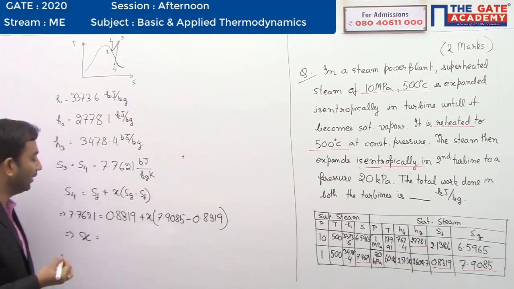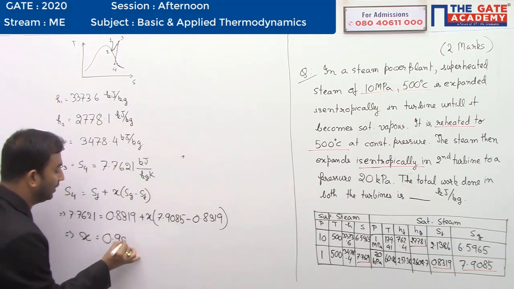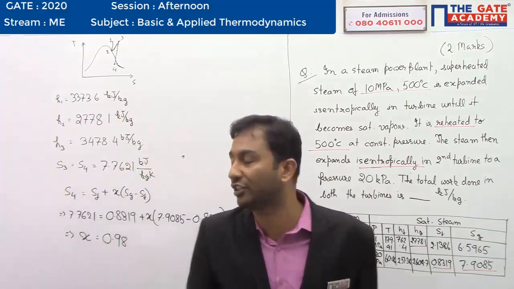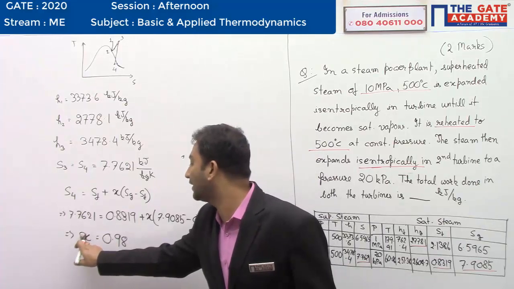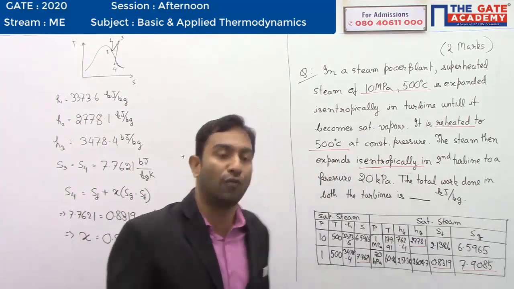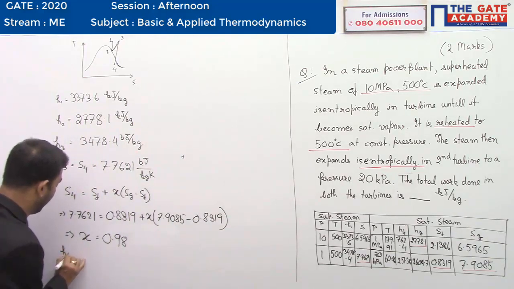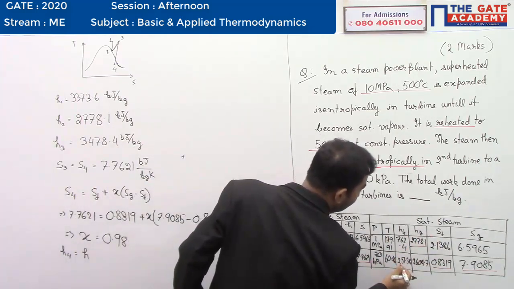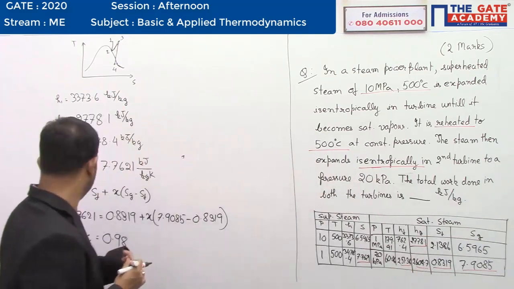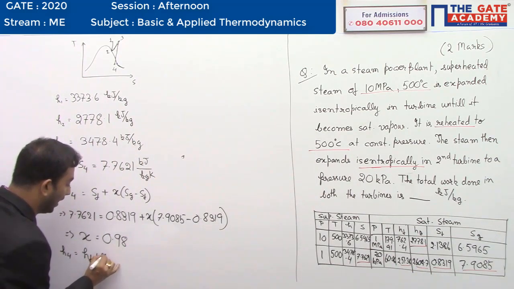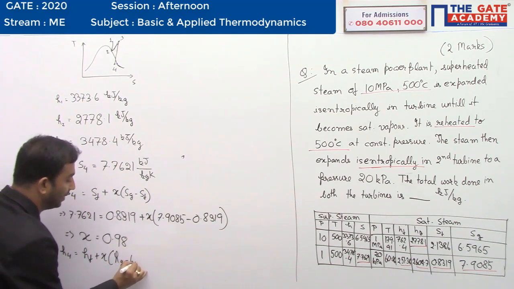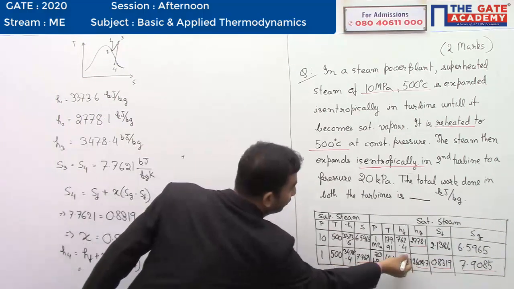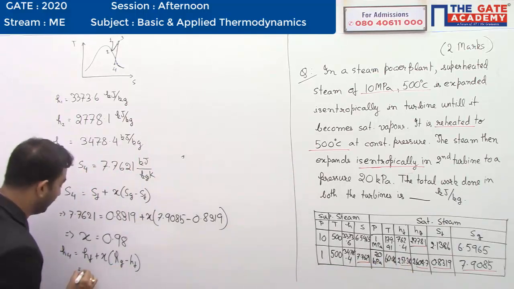So if I solve this equation, I'll get the value of x. Solving this equation, I get the value of x to be equal to 0.98. Nice. Once I have got the value of x, x is nothing but your dryness fraction. So once I have got the dryness fraction, I can easily find out the enthalpy at point 4. The enthalpy at point 4, H4, for the condenser, is given by Hf plus x times (Hg minus Hf). Nice. Simply I have to put the values. Hf is equal to 251.38.